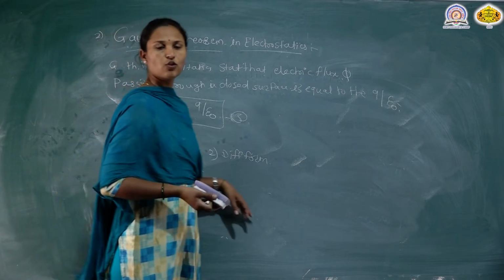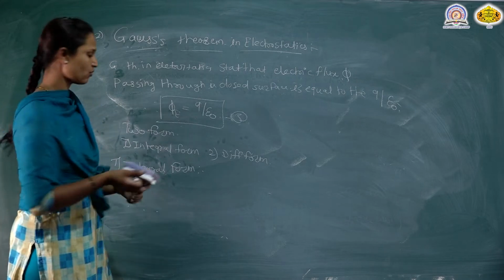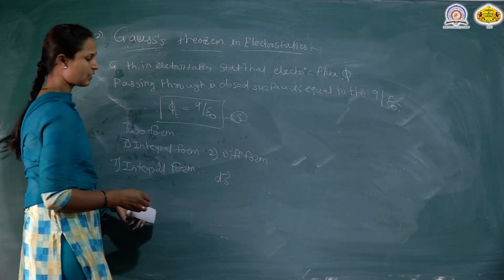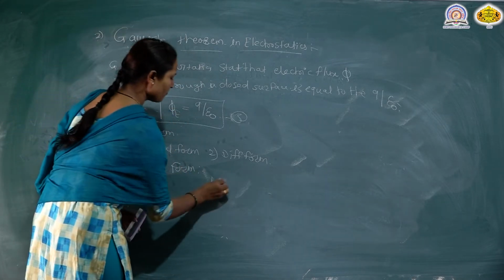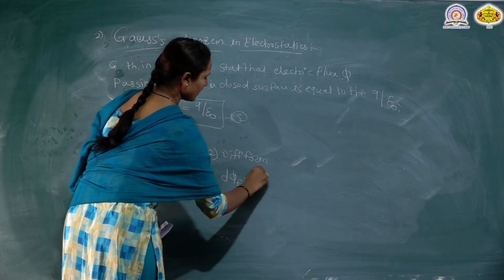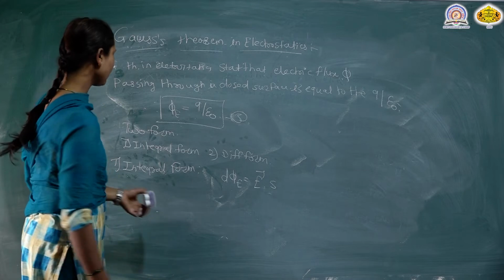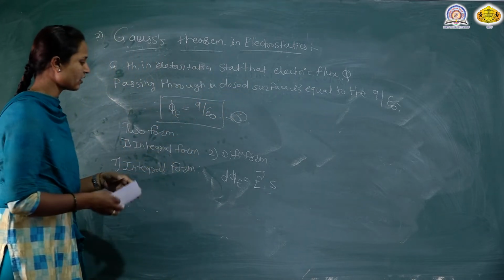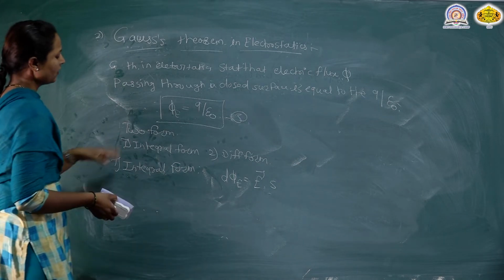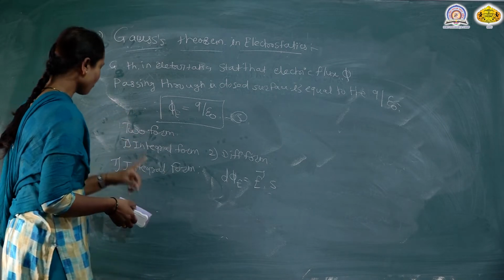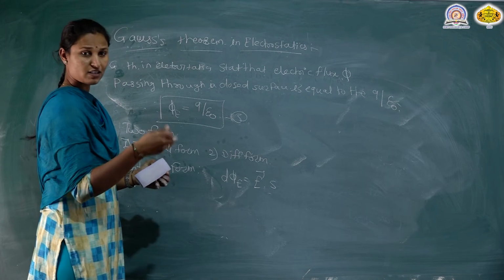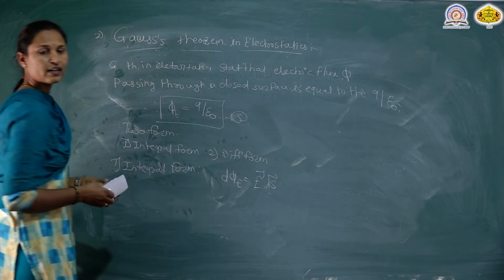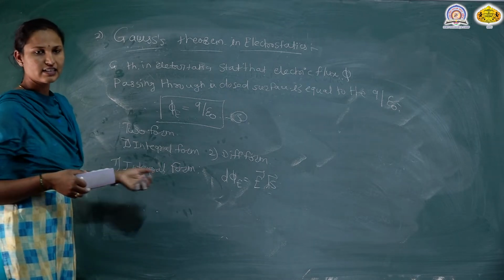In integral form, the electric flux passing through a small element ds is d phi e equals electric intensity E into the small element ds. For the integral form of Gauss's law, the electric flux passing through a small element of a closed surface is d phi e equals E vector dot ds vector, where ds is the surface element.